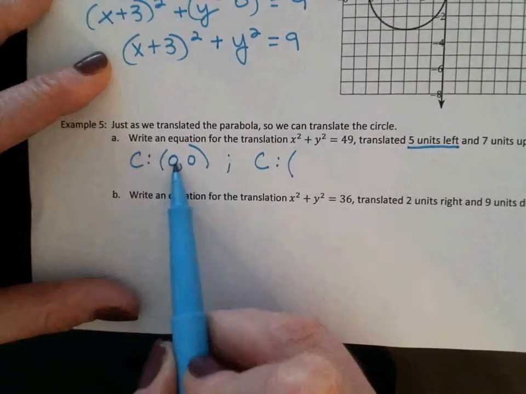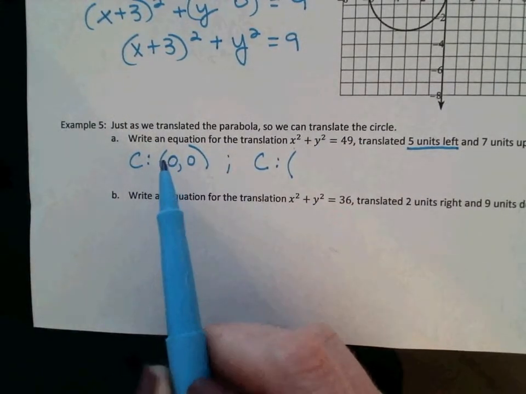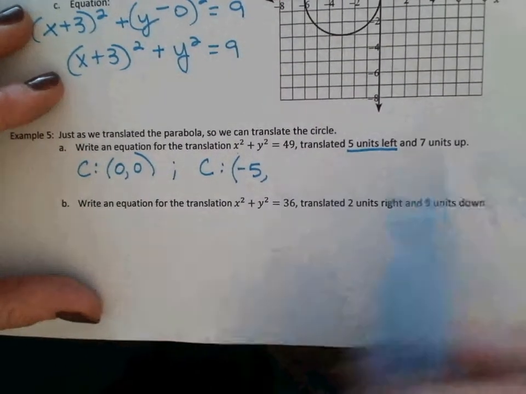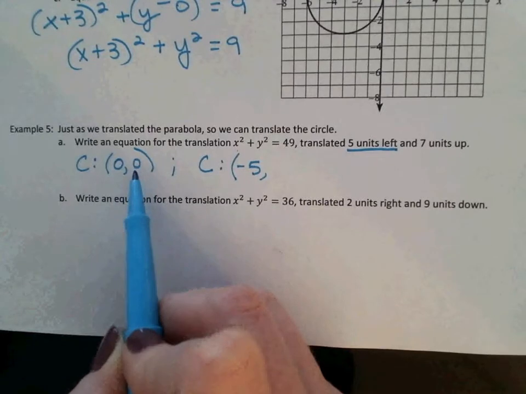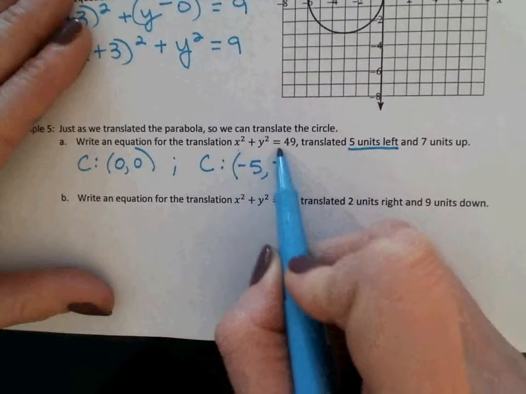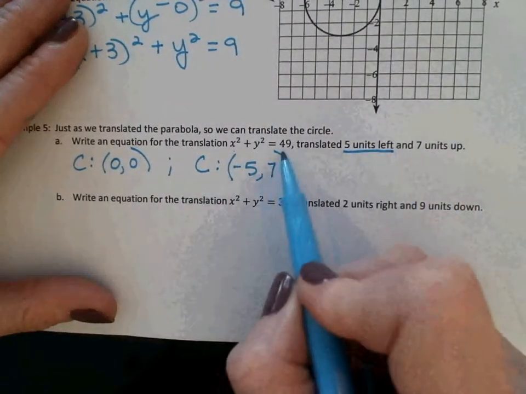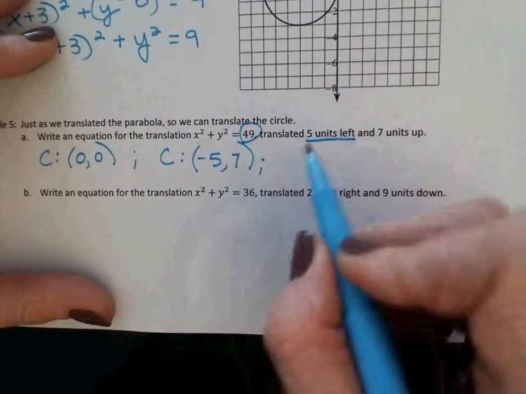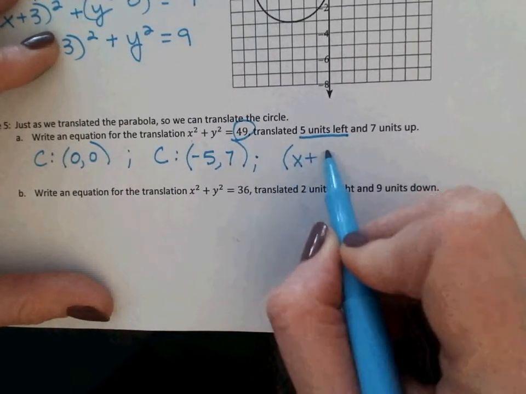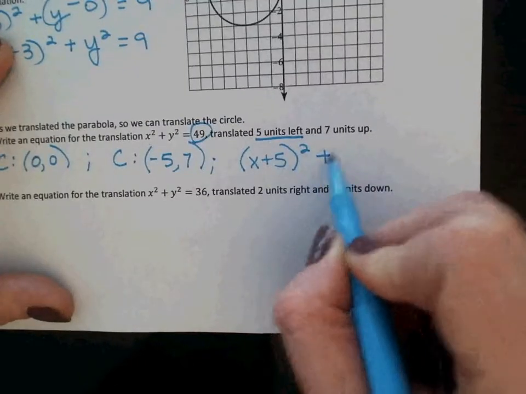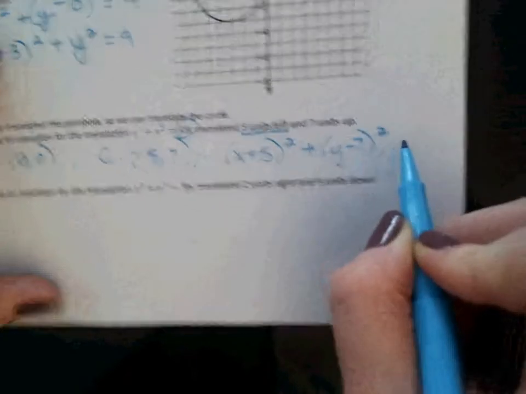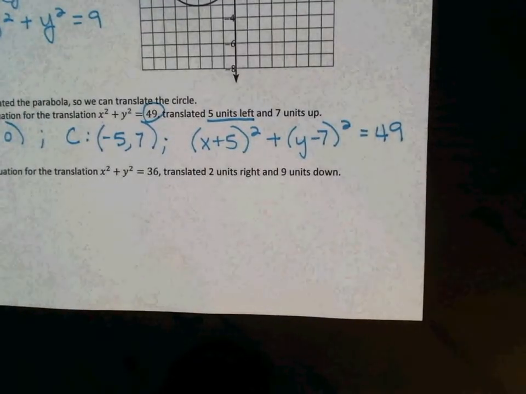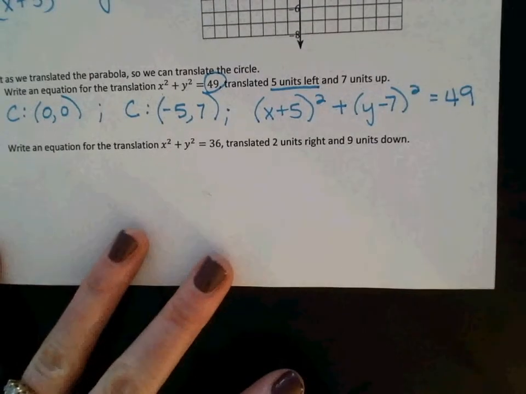If it's translated 5 units left, that means we go to the x value and subtract 5. 0 minus 5 is -5. 7 units up, so go to the y value and add 7, so that'll be 7. Now that we have the center, the radius will be the same. It's the same circle, it's just shifted. So then we have x plus 5 squared plus y minus 7 squared equals 49. So try B on your own.